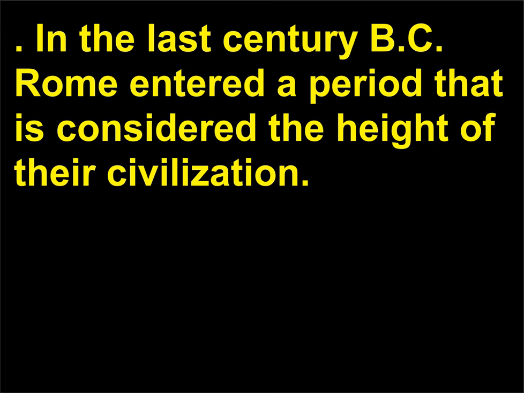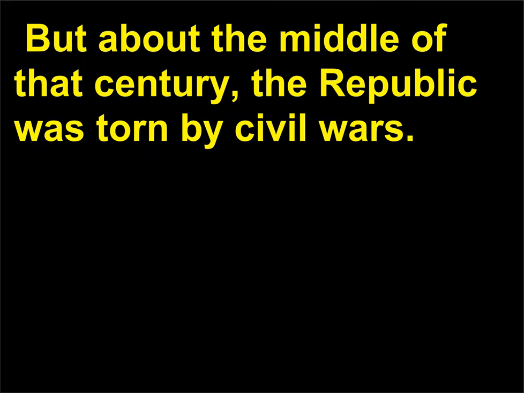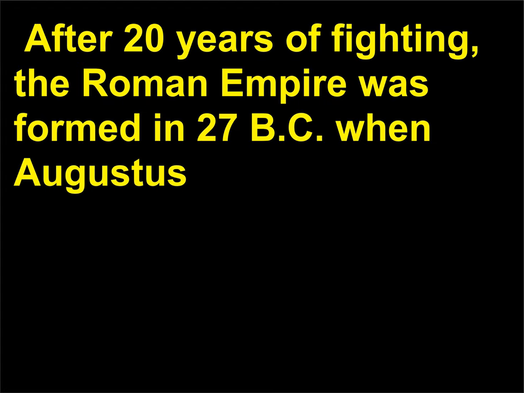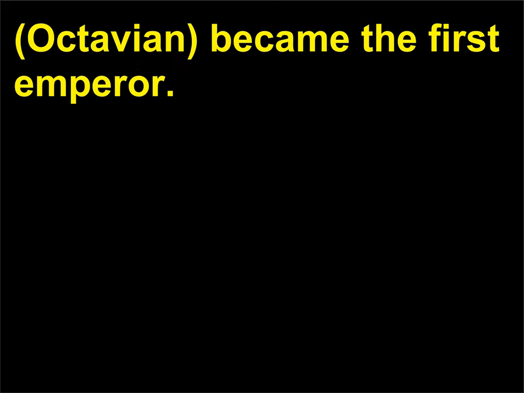In the last century BC Rome entered a period that is considered the height of their civilization. But about the middle of that century, the Republic was torn by civil wars. After 20 years of fighting, the Roman Empire was formed in 27 BC when Augustus Octavian became the first emperor.